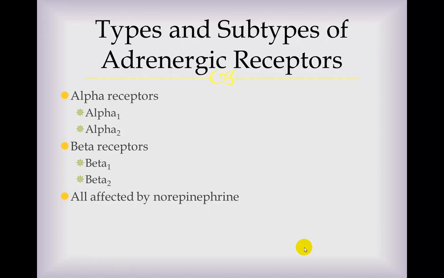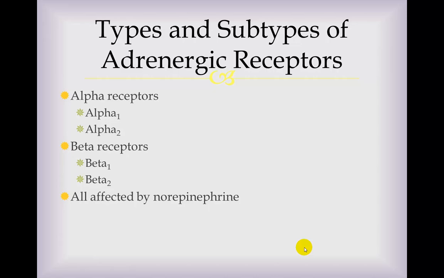The thing about alpha 1 is this includes the peripheral vasculature, so it's going to cause some changes in dilation of the vessels. Alpha 1, like I said, is in all sympathetic target organs except the heart. So alpha 1 does not innervate the heart. Alpha 2 receptors are more centrally acting. So alpha 1 goes out to target organs, and alpha 2, we're not going to spend a lot of time on, are centrally acting.